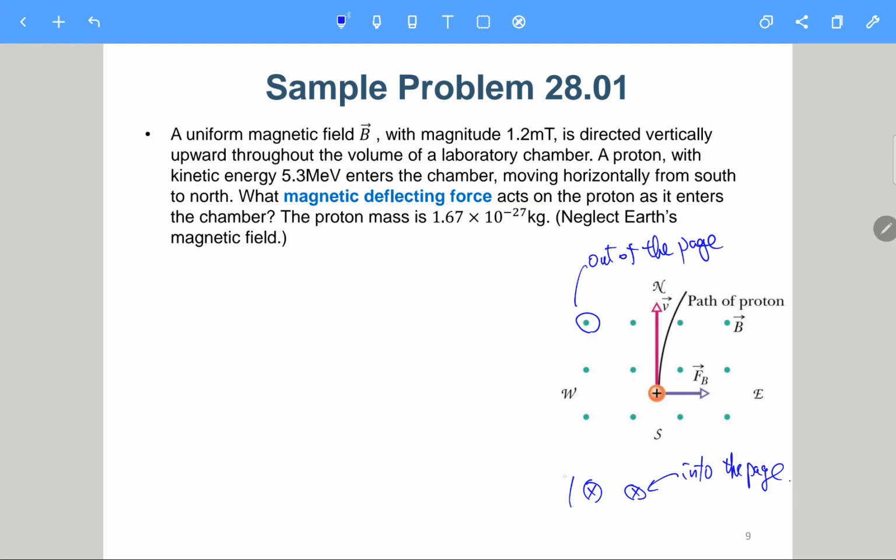So these two notations are to specify the vector direction in 3D space. Of course, on paper you can only draw 2D, so you can have this F_B pointing to the right, this V pointing upward. However, the B pointing outside needs some notation. So this dot means it is pointing out of the page, pointing to yourself. The cross means pointing into the page.